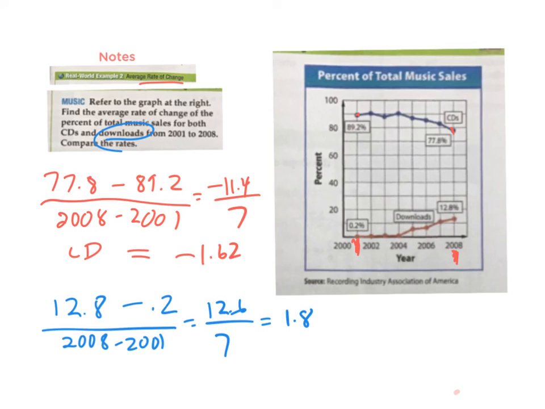So comparing them is that downloads have increased over the years, where CD sales have gone down. So downloads have increased almost 2%, where CDs have dropped almost 2%.